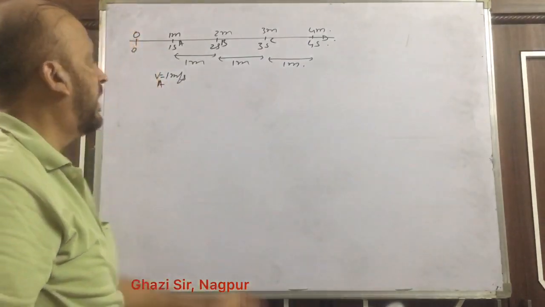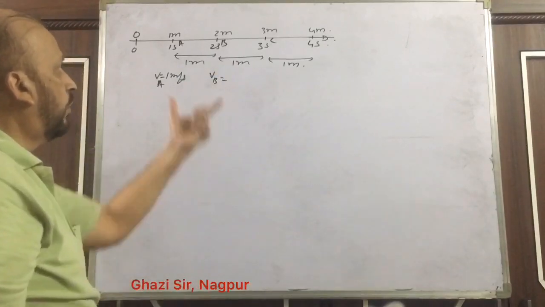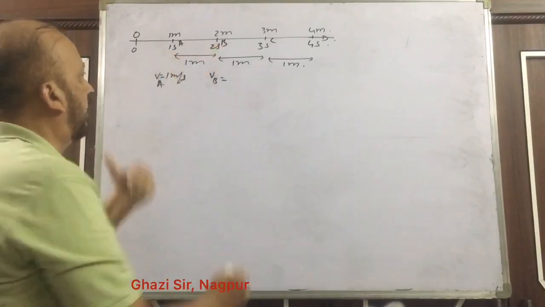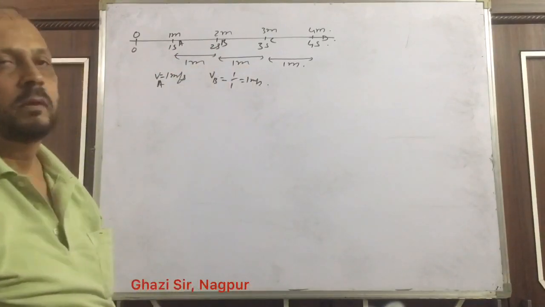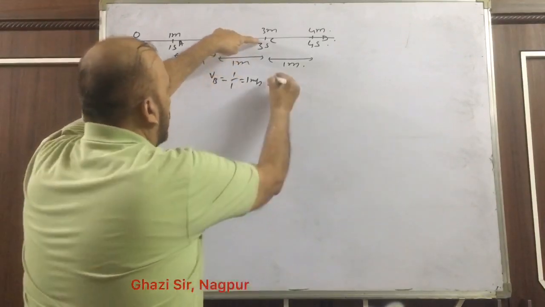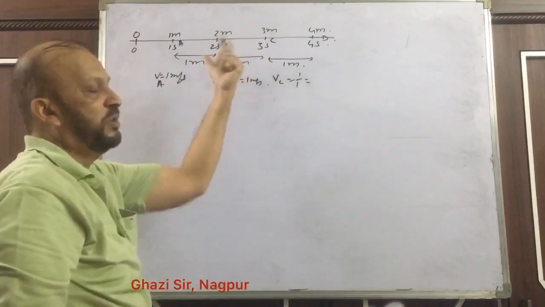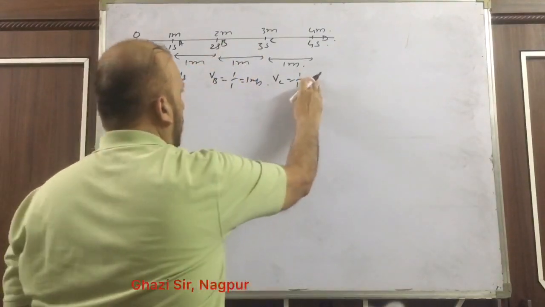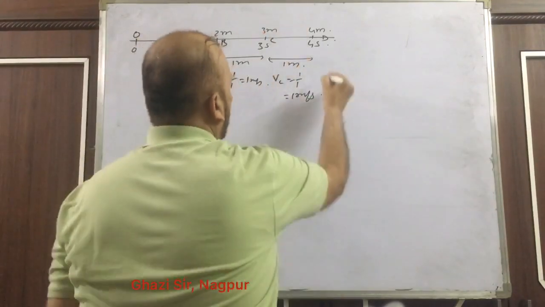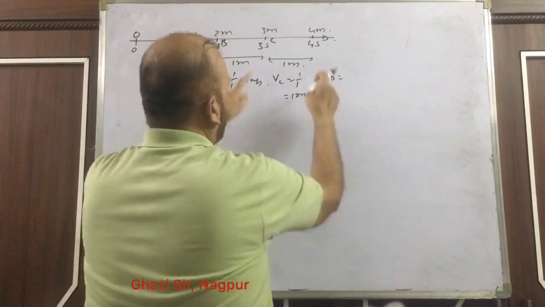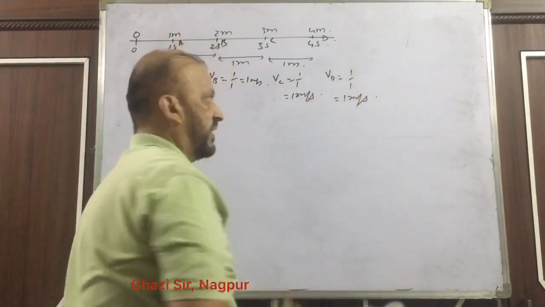Suppose we calculate velocity at B, or speed at B, which is equal to distance traveled upon time. Distance traveled is 1 meter, time is 1, that is again equal to 1 meter per second. If we calculate at C, velocity at C is again 1 upon 1. Distance is 1 meter, time is 1 second, so 1 upon 1 is equal to 1 meter per second. If we calculate at D, speed at point D is distance traveled 1 meter, time is again 1, that is equal to 1 meter per second.